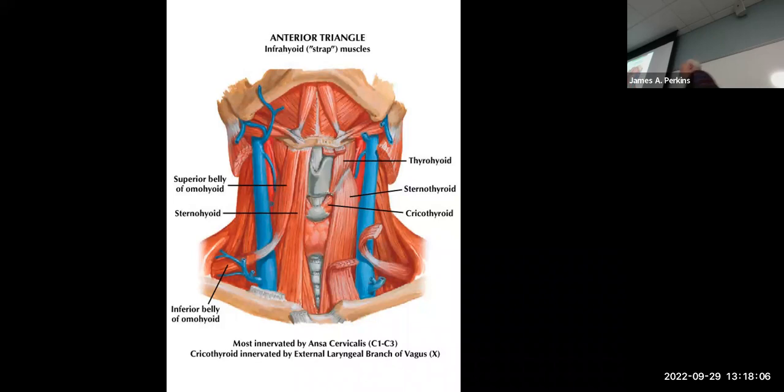The infrahyoid muscles that I just listed. Let's see if I can do this without getting myself tongue-tied. Omohyoid, sternohyoid, sternothyroid, thyrohyoid. Those four are all innervated by a nerve you've never heard of before, but we're going to try to find it today in lab.